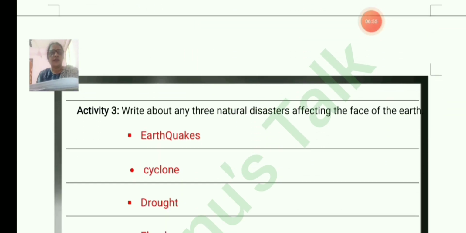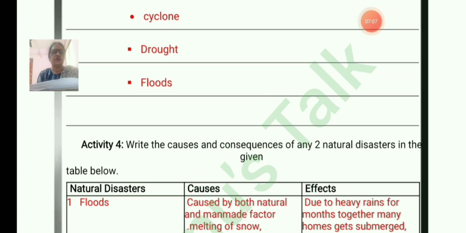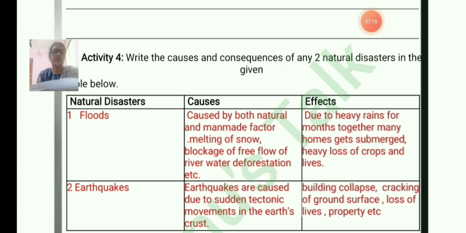Activity 3. Write about any 3 natural disasters affecting the face of the earth. So we can write any 3: earthquake, cyclone, drought, flood. I have written 4 here. Activity 4. Write the causes and consequences of any 2 natural disasters in the given table below. I have selected two and written them: one is flood and another one is earthquake.